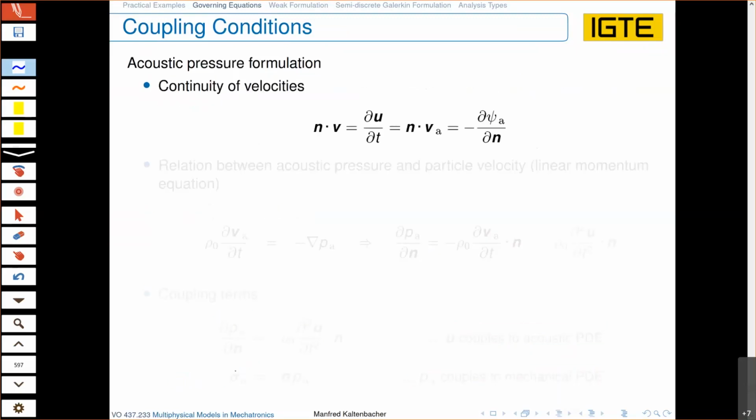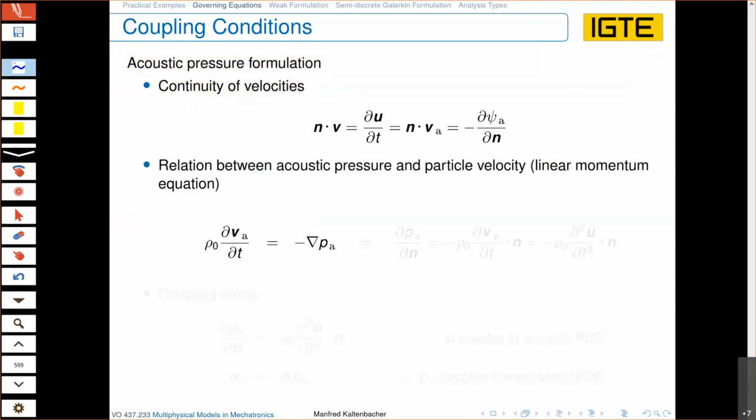On the other hand, when you want to describe the acoustic field by the acoustic pressure formulation, which is very often used, then we also will have to do some reformulations to get all our coupling conditions with the acoustic pressure. We have first the continuity of the velocities, and in this sense we also know the relation between acoustic particle velocity and acoustic pressure. Now when we project this on the surface, meaning that we take a dot product here with the normal vector, then instead of the gradient of the pressure, it is the normal derivative.